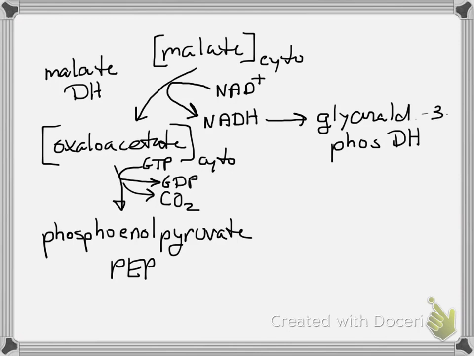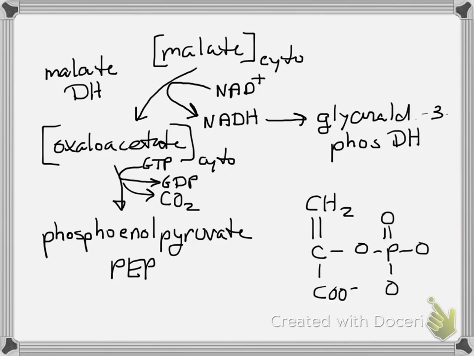Recall, because the structure of phosphoenolpyruvate is generating a high energy bond between the middle carbon and the phosphate residue. So here's phosphoenolpyruvate, and we are generating a high energy bond right there. So in order to construct this, we need to use the energy of GTP.